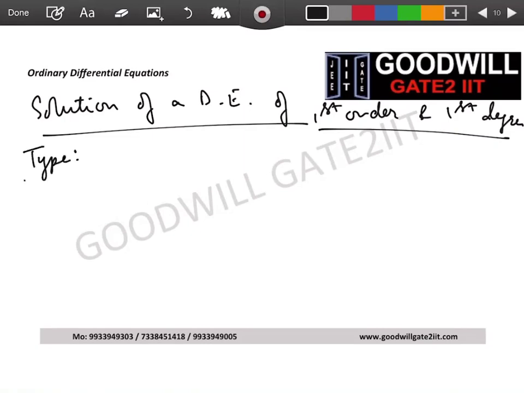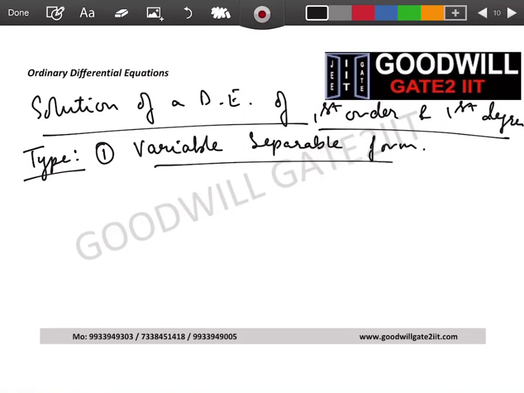There are many types to solve these differential equations. First type will be variable separable form. So you are given a differential equation, and now you have to solve it. So we have to find the solution. Generally, there are two types of solution. That will be a general solution and a particular solution.